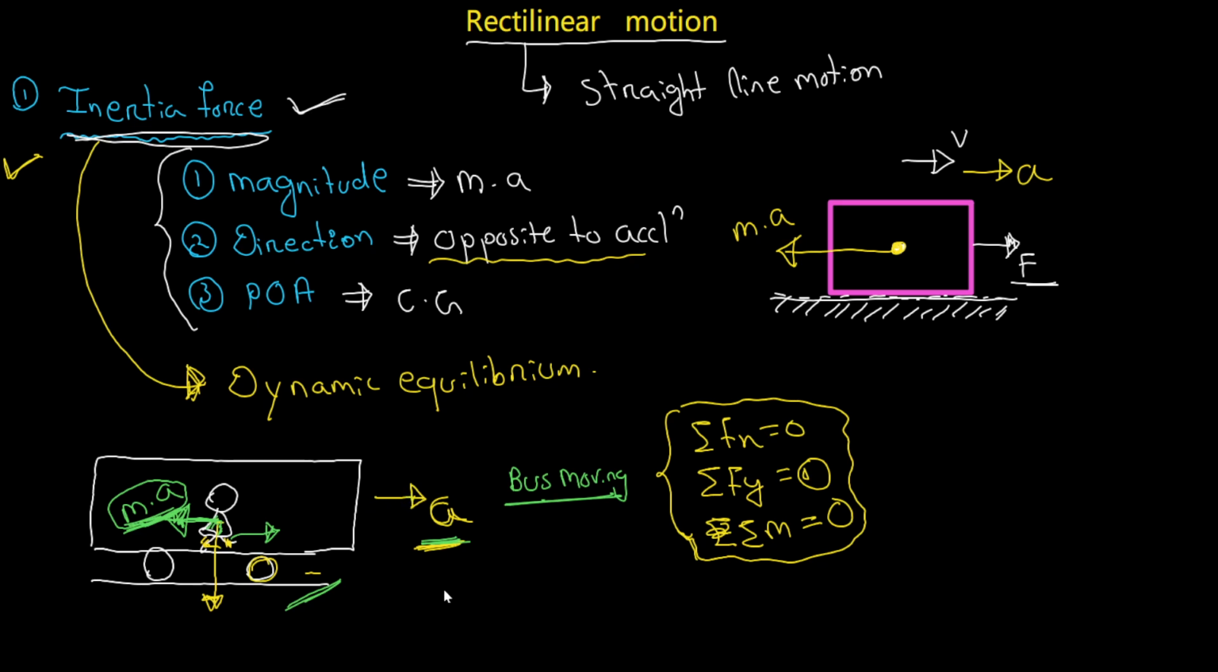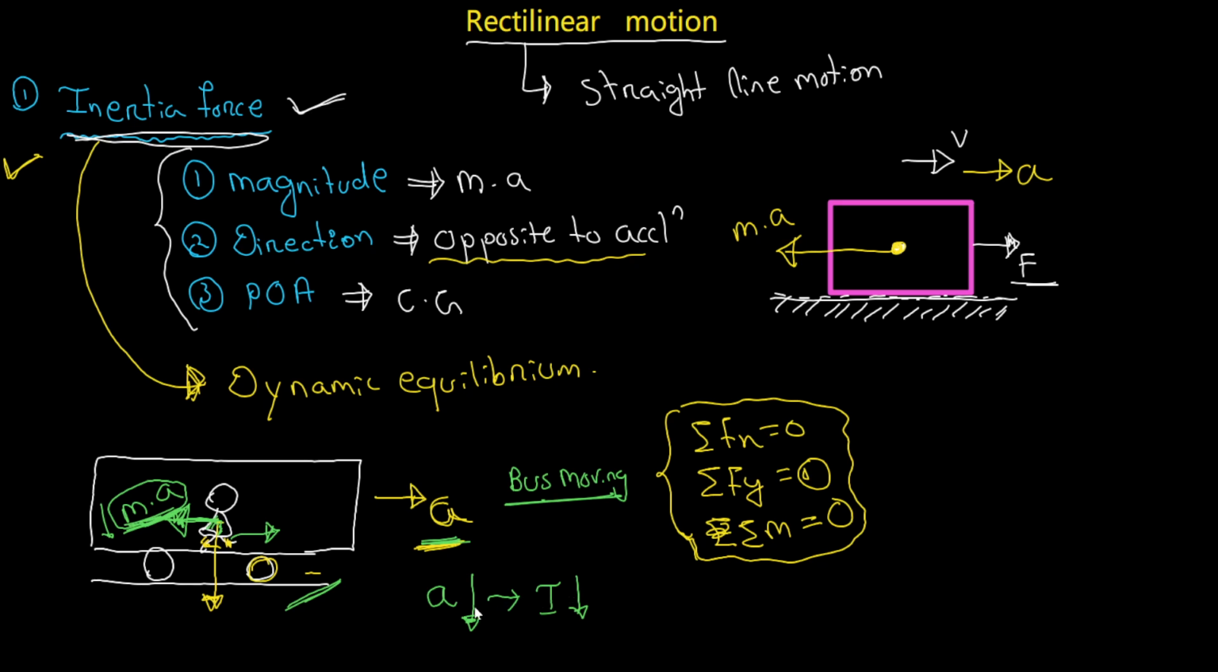Whenever the bus will stop, whenever the acceleration is reduced, what will happen? The inertia force value will decrease. The inertia force is in the backward direction of the person. So whenever the driver applies the brake, as the acceleration decreases, the inertia force will also decrease. So with inertia in the backward direction reduced, the forward force will be more. So the person will just go one or two steps in the forward direction. This is the condition whenever the brake is applied by the driver.